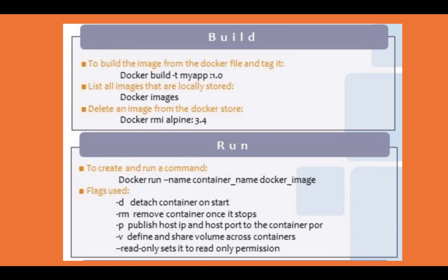On the next command, you can see docker images. This command is used for listing all the images that we have locally stored on our host operating system. For deleting a Docker image, we can write the command as docker rmi. rmi stands for remove image, and alpine:3.4 is the image name.